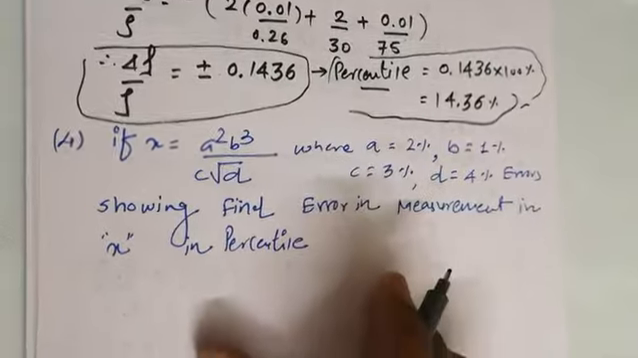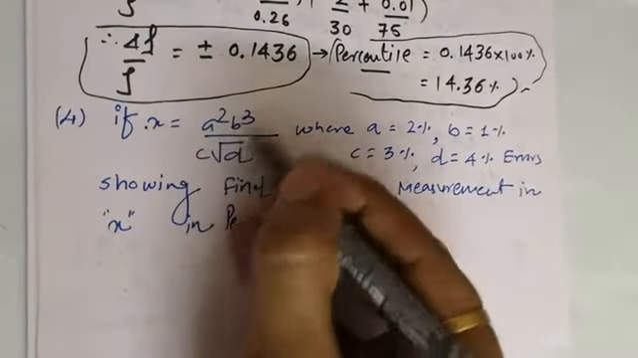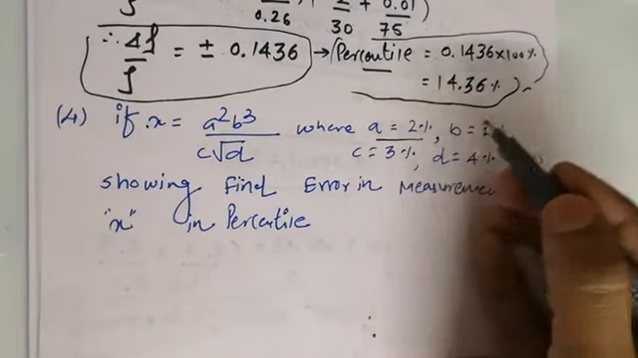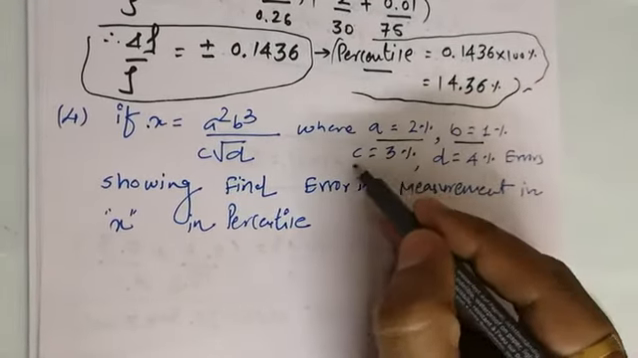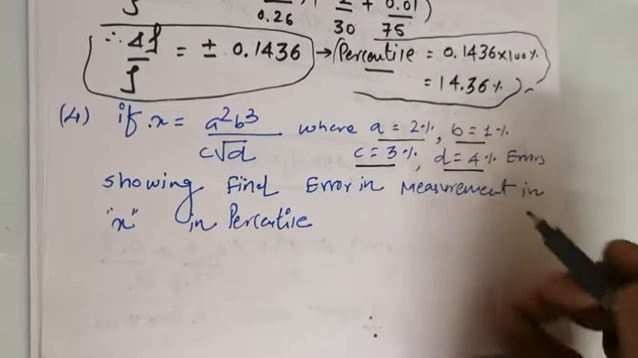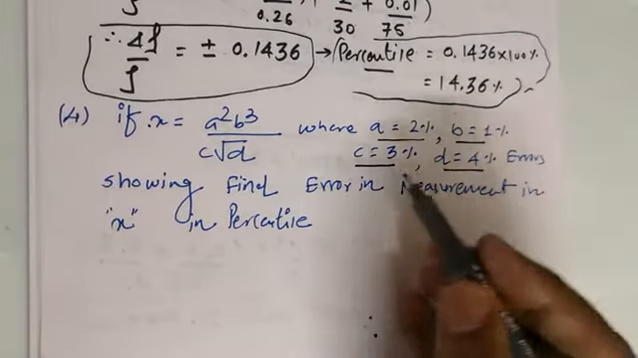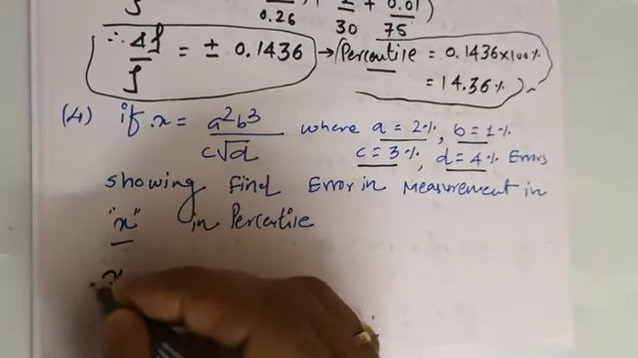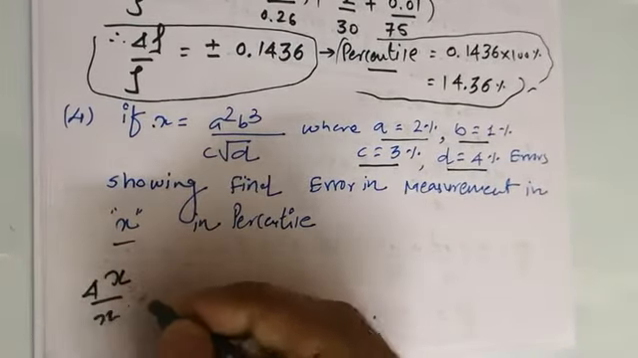Next, what has been given to me is x equals a square b raised to 3 over c plus or minus d. My data is a equals 2%, b equals 1%, c equals 3%, and d equals 4%. I want to find the error in terms of x. So what I am doing is putting x, and in terms of delta x by x.